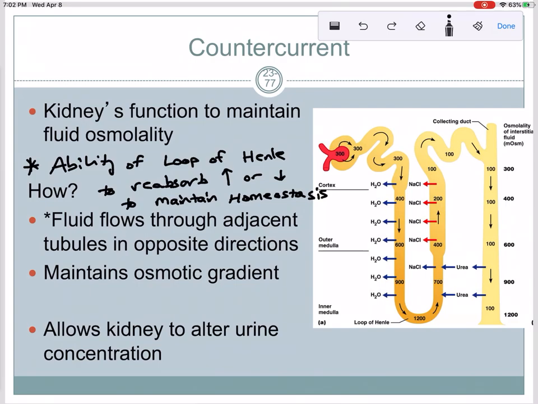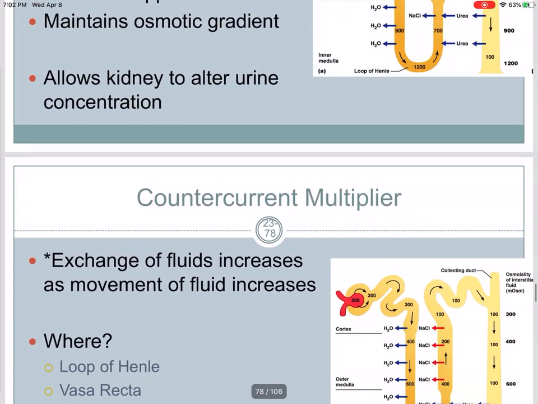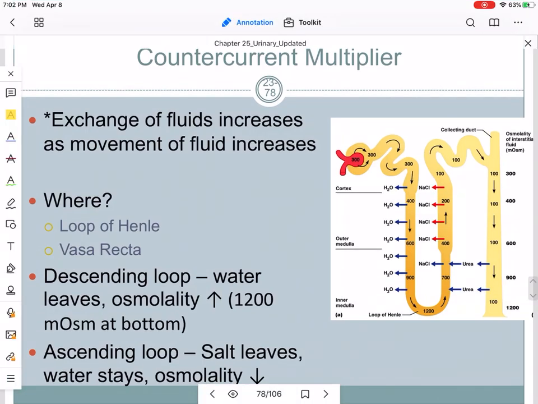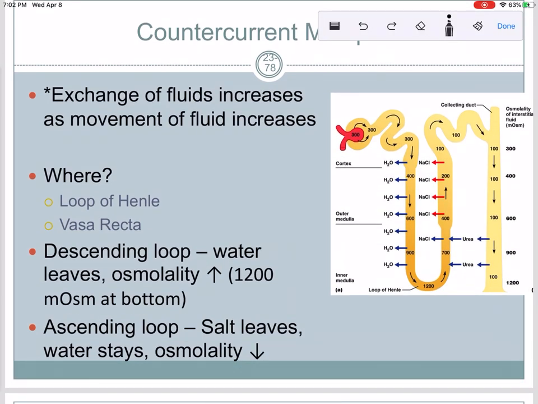If I was going to simply define the countercurrent, the ability of the loop of Henle to reabsorb substances, either more or less of them, in order to help maintain homeostasis. It's called countercurrent because it does involve an osmotic gradient, but I don't think that's something we need to get into. Let's just get the basics. So let's talk about it more. And what I want to say is a couple things. Stick with me because you're going to get it.